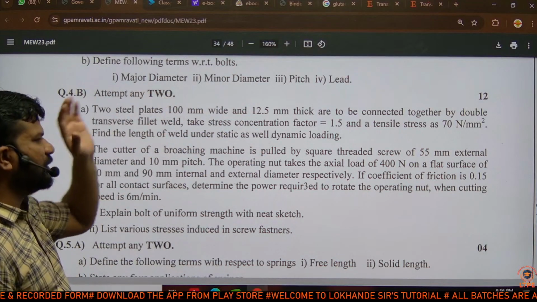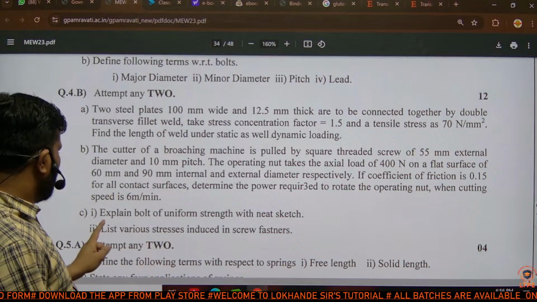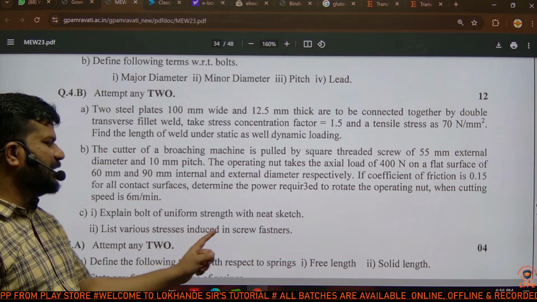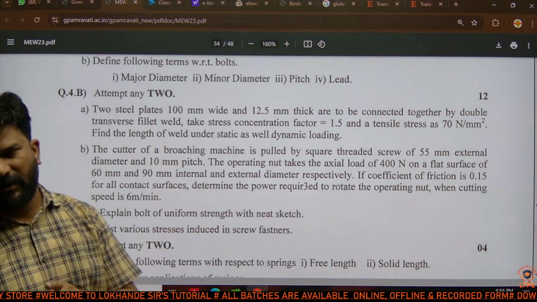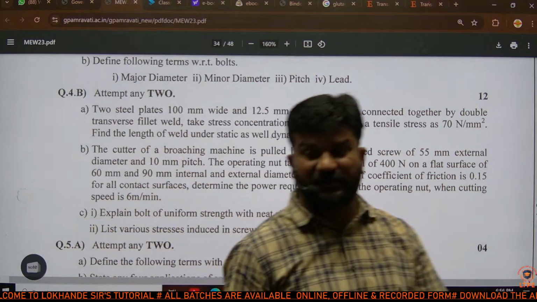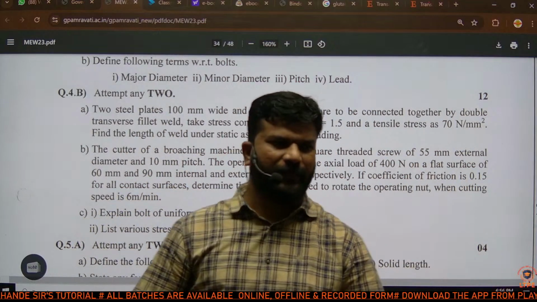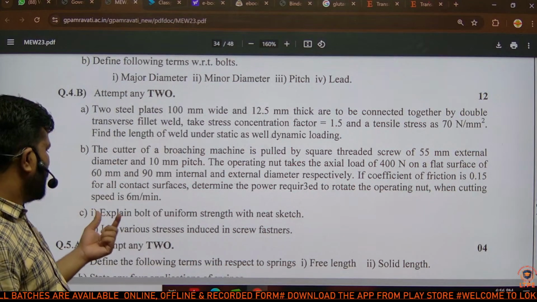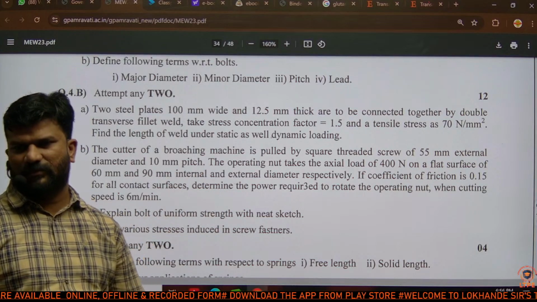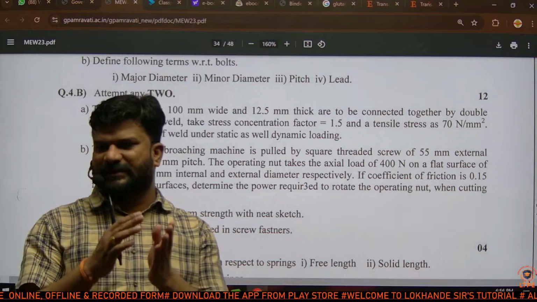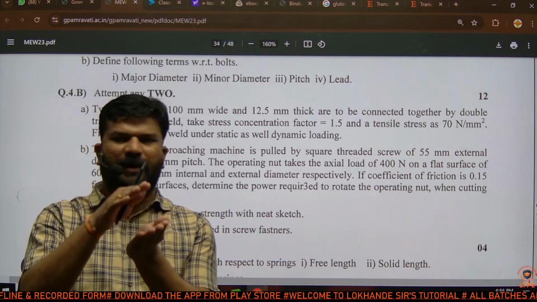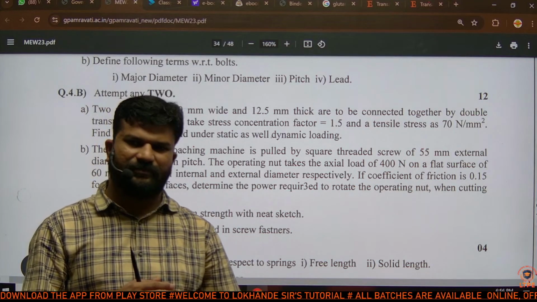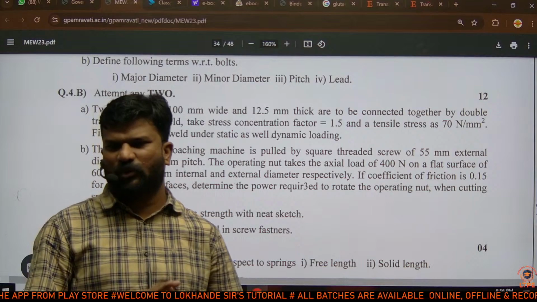And this is a 6 mark question from the welded or bolted joint. Explain bolt of uniform strength with neat sketch and list various stresses induced in a screw fastener. Internal stresses, external stresses, and both. Because only you have to list out this. And bolt of uniform strength, 2 methods are there. Either increase the diameter of the threaded part or drill a hole in the shank so that the strain must be uniform.